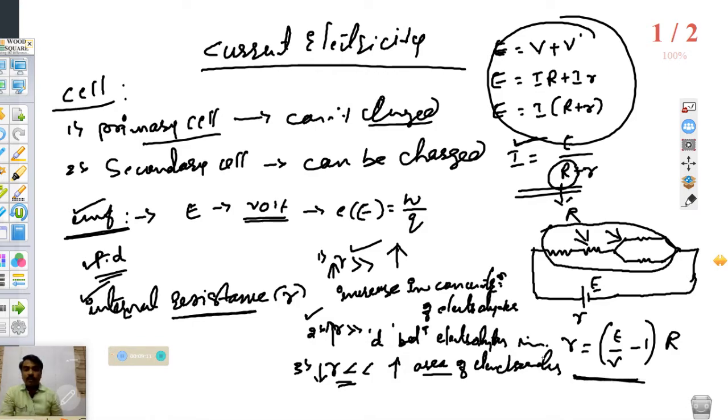Or we can calculate the EMF in a special case: if the cell is in the charging state, then the EMF value will change as E equals V minus Ir. So this is only a special case, when the cell is under charging. If the cell is charging, then the EMF is given by this equation.